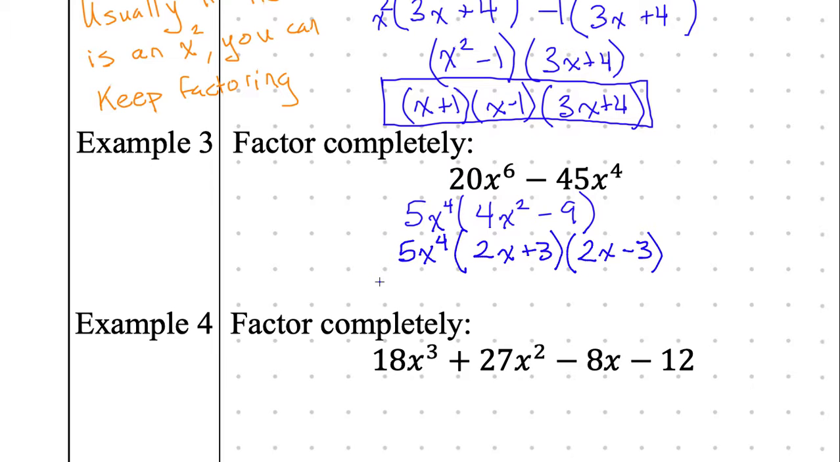And there, can we factor this any further? No, because the 3 doesn't have a square root. Yeah, exactly. 3 doesn't have a square root, neither does 2. They're not perfect squares. So there is our final answer.